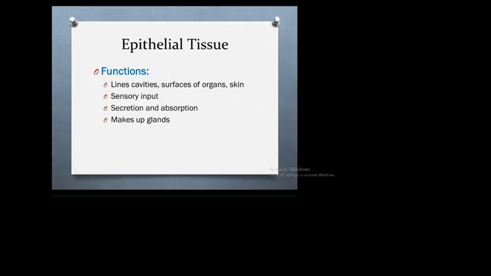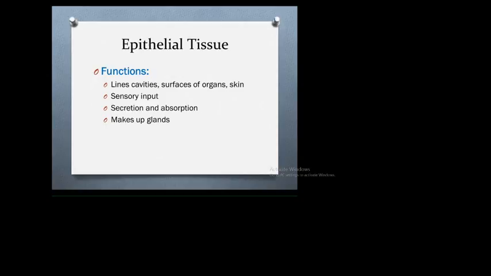But the four main functions of epithelium are what? Line, protect, secrete, absorb. That's what you need to know. Line, protect, secrete, absorb. Then some extra information included on this slide is that it can have sensory input, and epithelium makes up glands. So if you're looking at a gland and you're asked what type of tissue it is, it's epithelium, right?